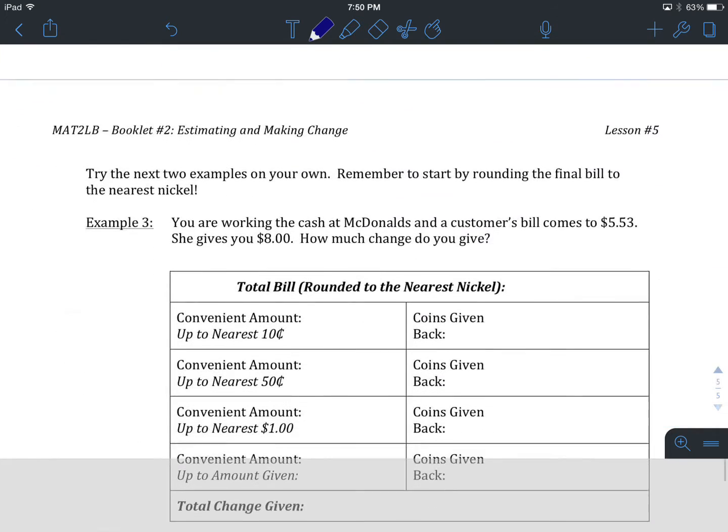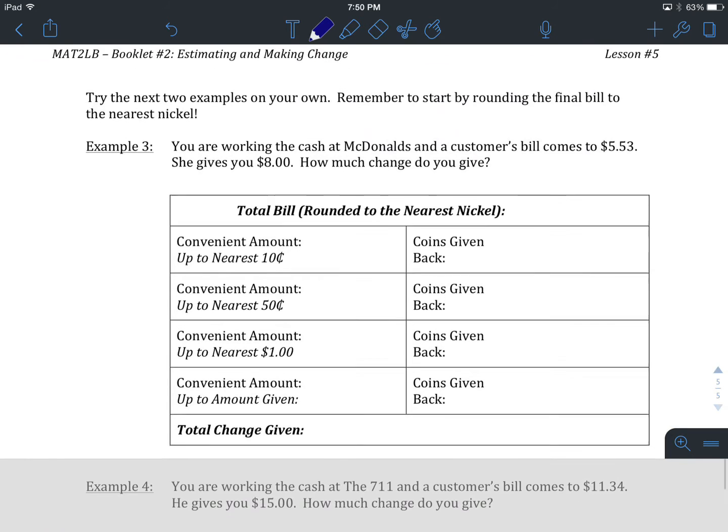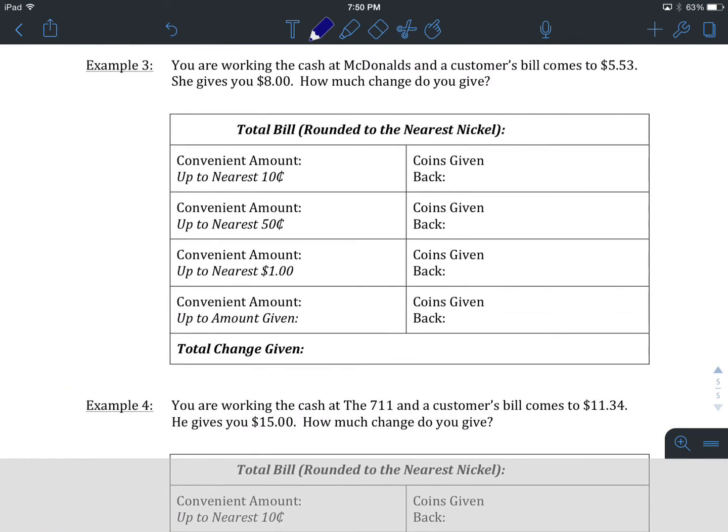So what I'd like you to do now is try the next example on your own in its entirety. So this is example number 3. You're working at McDonald's and a customer's bill comes to $5.53. She gives you $8. How much change do you give? So let's do the rounding to the nearest nickel. Let's work it out. And when you think you've got the correct answer, come on back and we'll see how you did.